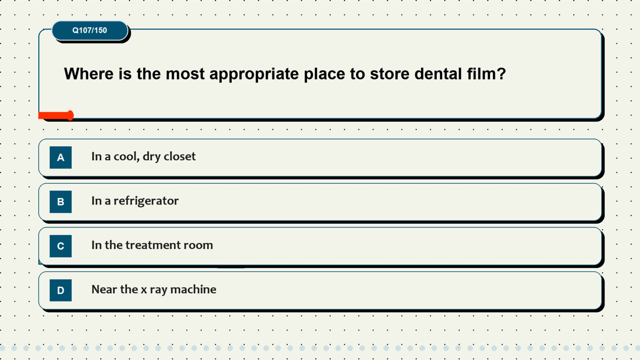Question 107. Where is the most appropriate place to store dental film? Here are the options. Option A. In a cool, dry closet. Option B. In a refrigerator. Option C. In the treatment room. Option D. Near the X-ray machine.